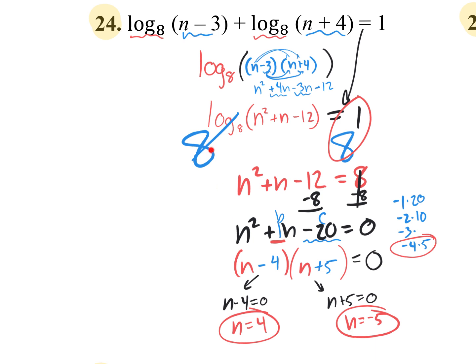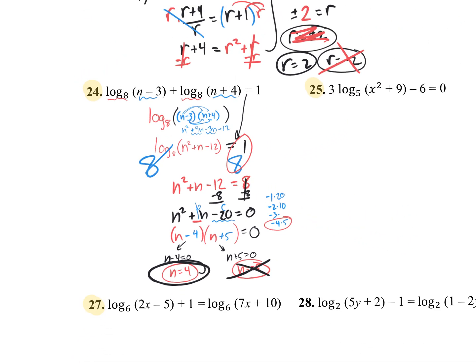So when you plug in that 4, 4 minus 3 is 1, you're good. Plug in the 4, 4 plus 4 is 8, you're good. Plug in the -5, -5 minus 3 is -8. You cannot do log base 8 of -8. Can't do log base anything of any negative number or even of 0. So just with that right there, this guy doesn't work. The only answer is n equals 4. And you're going to have to do this on the next test, so make sure you understand it.